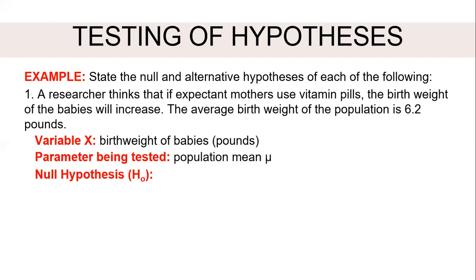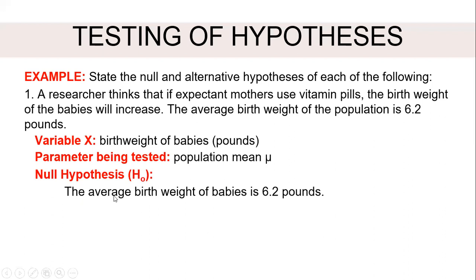The null hypothesis could be: the average birth weight of babies is 6.2 pounds. So you are denying that there is a significant difference. If there's no significant difference, you could also say, in this case, that since they do not differ, you treat them to be equal to your hypothesized point estimate. That's why this is your null hypothesis: the average birth weight of babies is 6.2 pounds.